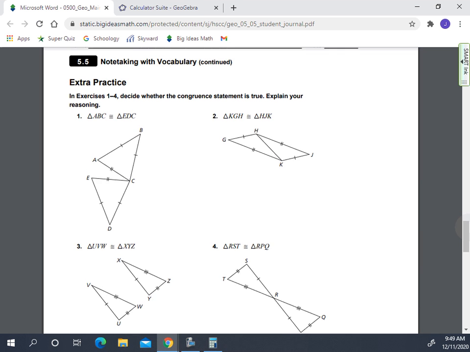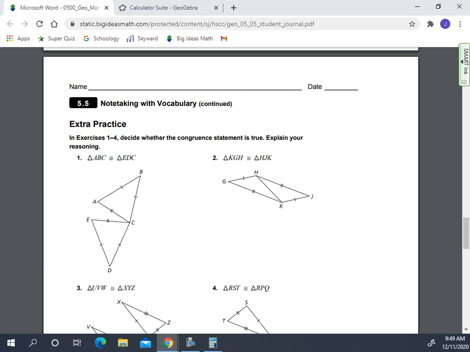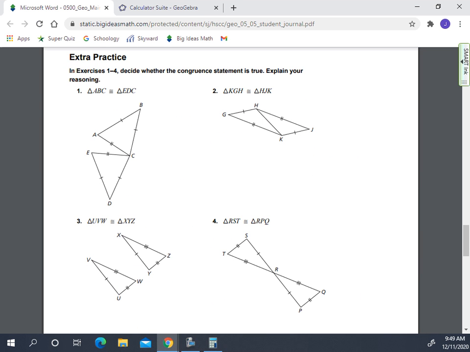Let's get to some example problems. I didn't miss anything, right? Yeah. Okay. Let's get to some example problems. Decide whether the congruence statement is true, and then explain your reasoning.